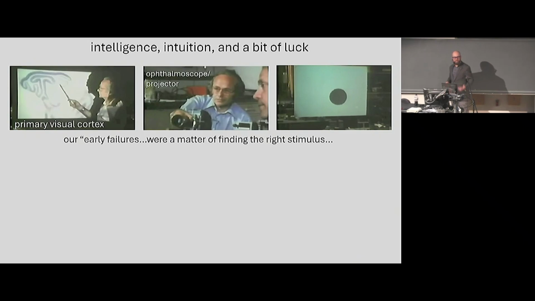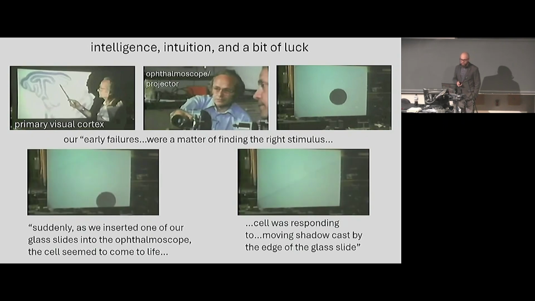As Hubel says, our early failures were a matter of finding the right stimulus. So what they noticed is that as they inserted some of these slides, which had painted dots on them, the neurons just became activated. And they deduced that it was the moving shadow cast by the edge of the glass slide that was actually causing the responses of this neuron.